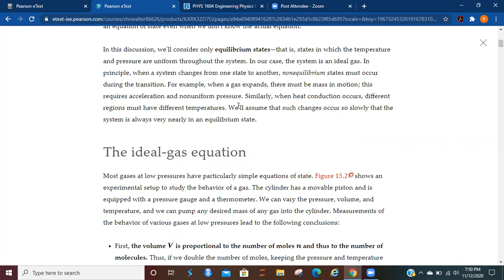So in other words, when a gas expands, there must be a mass in motion. And if there's a mass in motion, then that requires acceleration and non-uniform pressure. Similarly, when heat conduction occurs, different regions must have different temperatures. And we'll assume that such changes occur slowly, that the system is always very nearly in an equilibrium state.